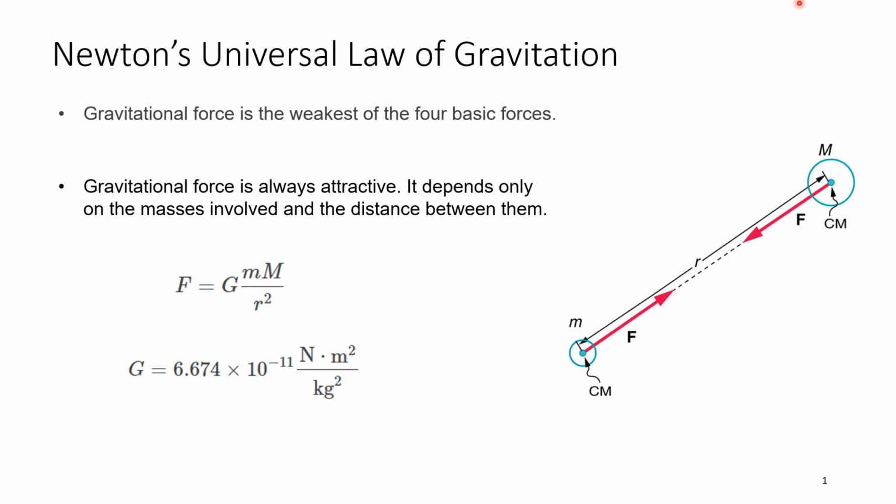A common misconception here is that a bigger mass has a larger gravitational force than a smaller mass. In fact, for the gravitational force between the bigger mass and the small mass, the gravitational force on each object is the same, and this is also consistent with Newton's third law.